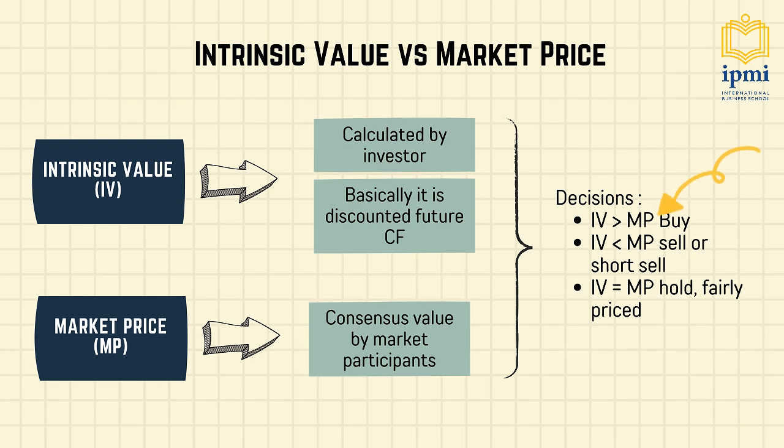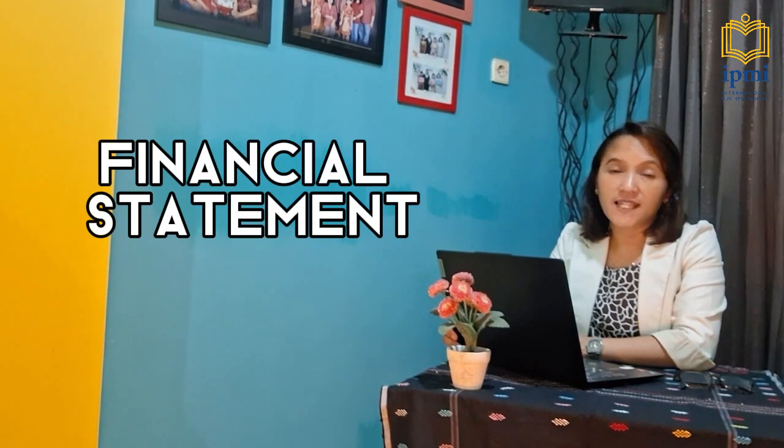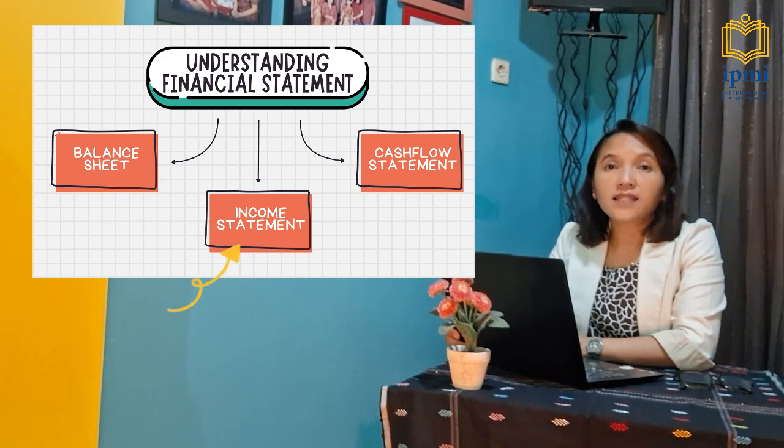And the decisions are: if intrinsic value is more than market price, buy; if intrinsic value is less than market price, sell or short sell; and if intrinsic value is the same as market price, it is fairly priced. Understanding financial statements is essential. We will look at the balance sheet, income statement, and cash flow statement.